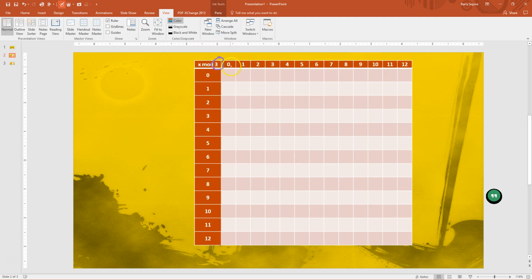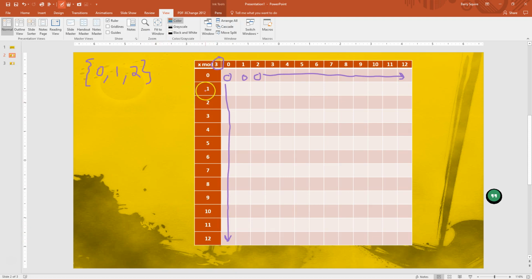So 0 times 0 is still 0. And remember that the only numbers we can use are 0, 1, and 2. But 0 times 0 is okay, because that gives us 0. 0 times 1, well, that's also 0. 0 times 2, that's also 0. So this one is going to be zeros all the way across. And that's going to be the case in any mod. Also, it's going to be the case going down, because 0 times all that stuff.